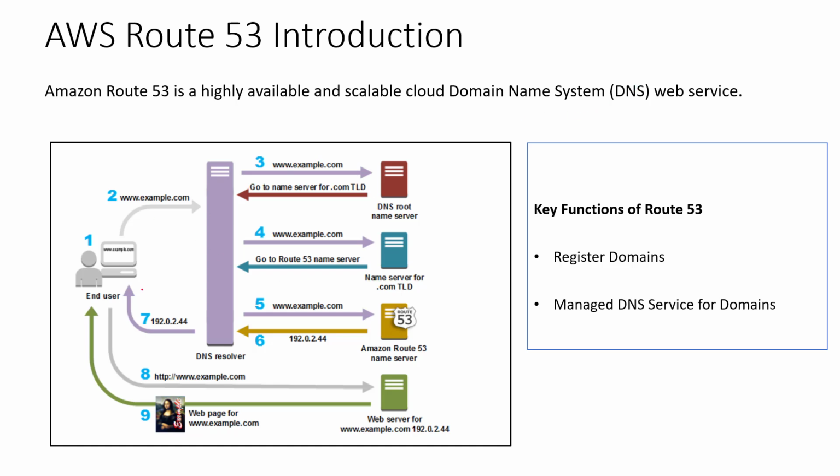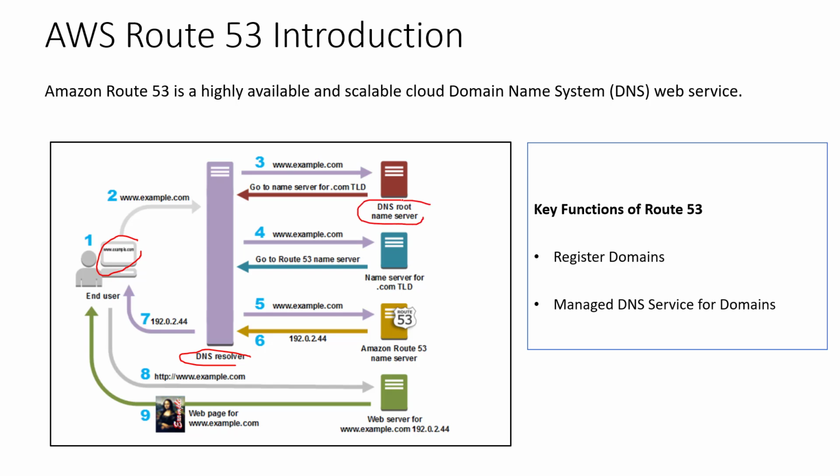So this is an image I have taken from AWS website. Here you can see the end user is trying to access www.example.com. Once he hits this website in his browser, it goes to his internet service provider DNS resolver, which makes a request to the root name server.